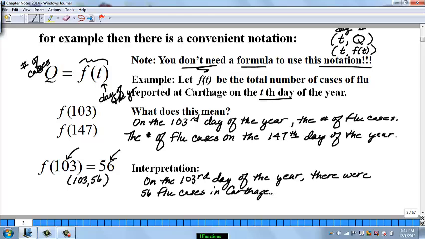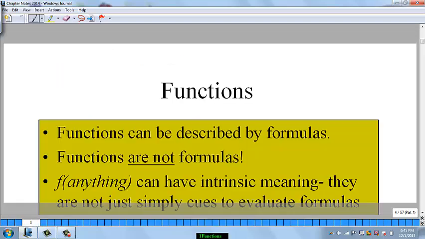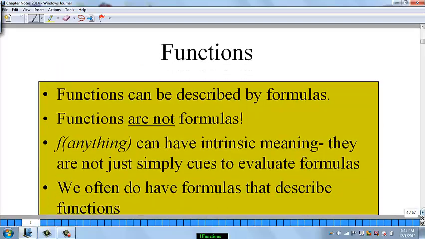So again, you took a math sentence and you made it an English sentence. So I made this little slide here for you. So it kind of has all the basics. Functions can be described by formulas, but functions are not formulas. So they're not one and the same.